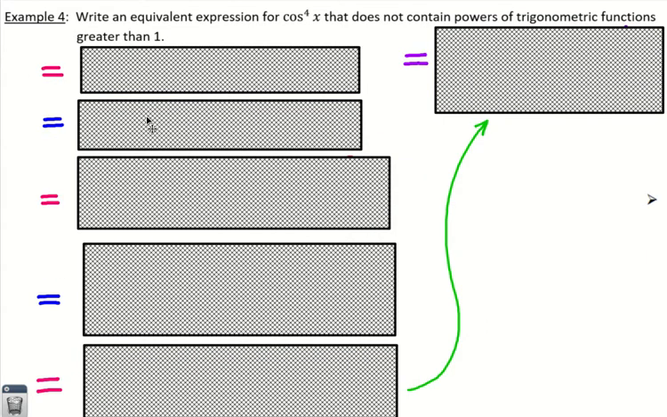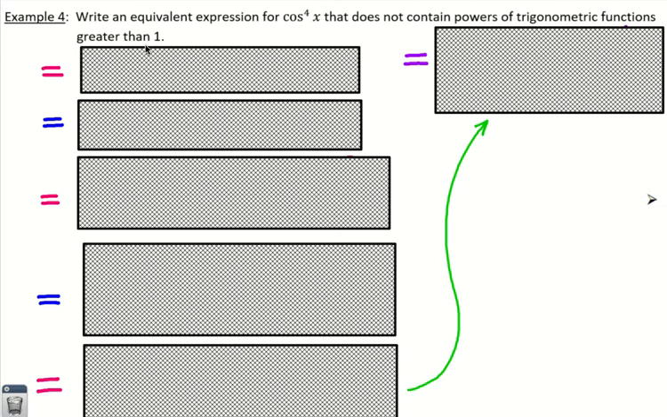Example 4. Okay, example 4 is kind of a can of worms. The directions say, write an equivalent expression for cosine to the 4th power of x that does not contain powers of trig functions greater than 1. So looking at your formula sheet, people, what formula do you think applies to this situation based on what those directions say?